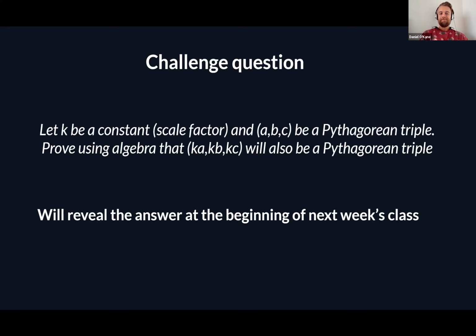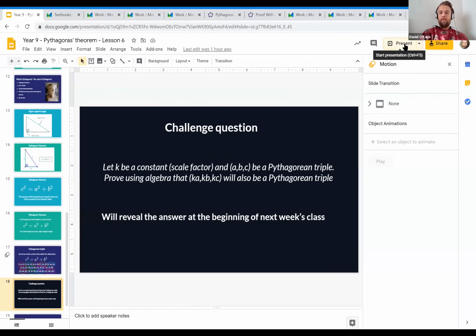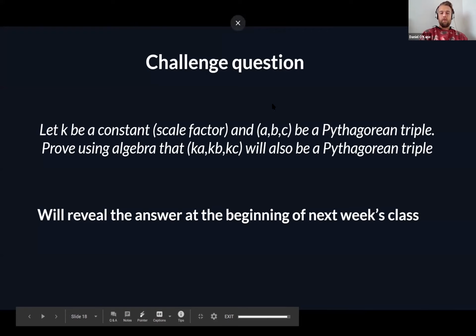I'll give you 30 more seconds to write this down in your books in case you want to try it between now and next week. Prove using algebra that if you know a, b, and c is a Pythagorean triple, then ka, kb, and kc will also be a Pythagorean triple. Actually, I'll leave that on the screen. And while I do that, I will look at the chat box and the Q&A.